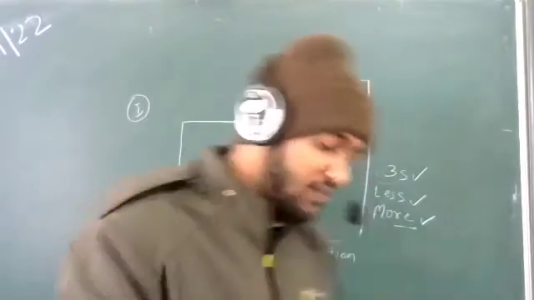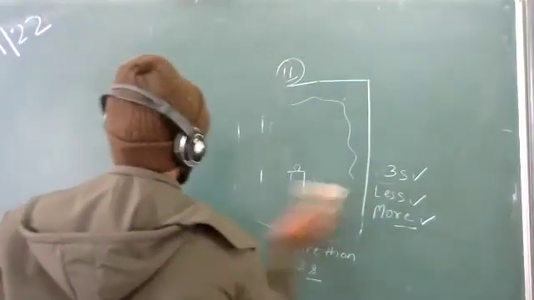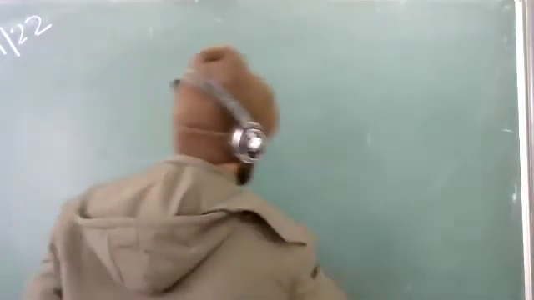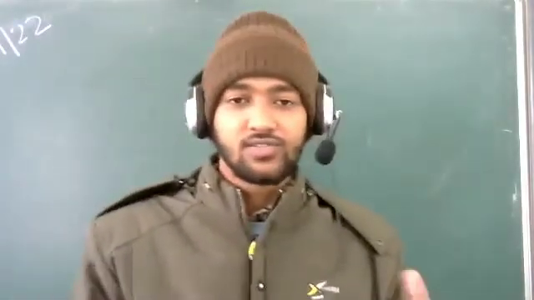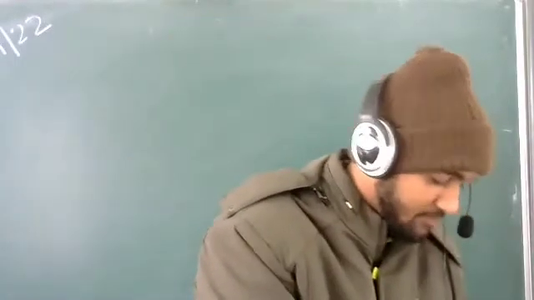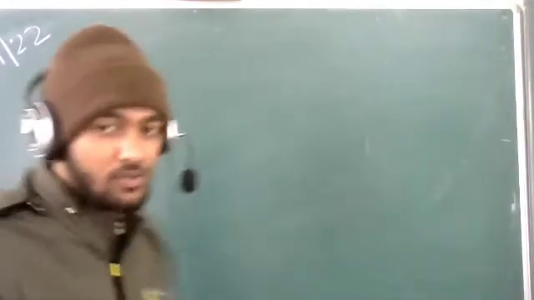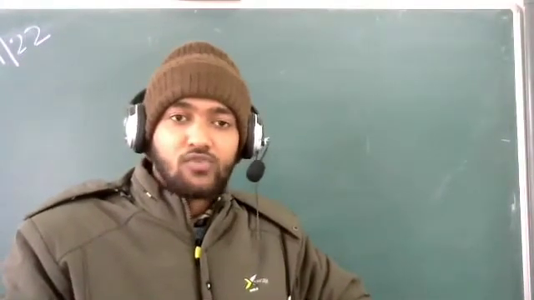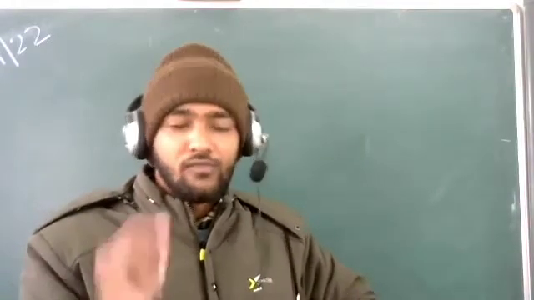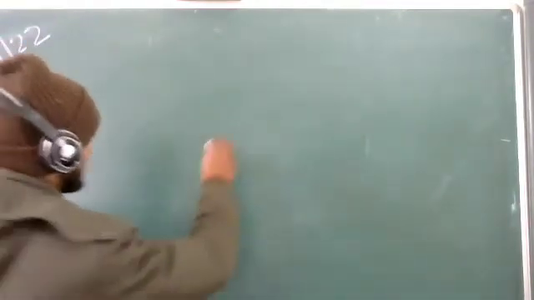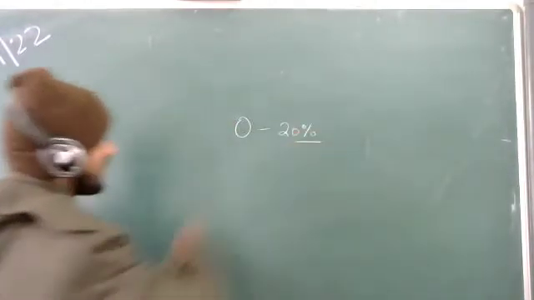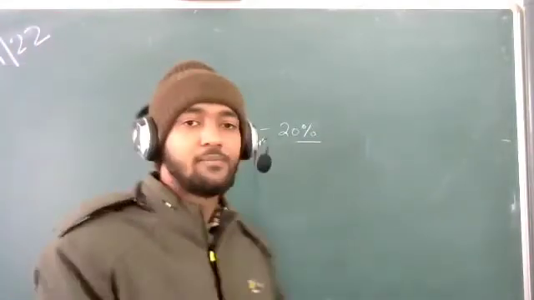Now, activity number 3. Before activity 3, I want to ask you a question. It is based on the chapter ratio and fraction. The percentage of oxygen in the atmosphere is 21%. For ease, we are taking just 20%. It will not affect the answer. So you have to tell me what part or what fraction of oxygen is present in the atmosphere.